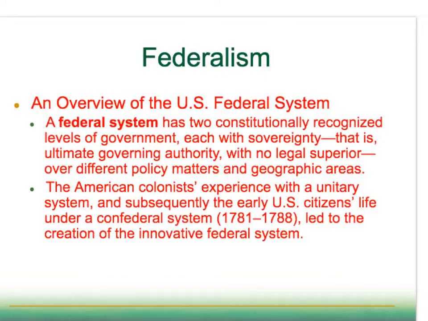Federalism. A federal system has two constitutionally recognized levels of government, each with sovereignty, that is, ultimate governing authority with no legal superior over different policy matters in geographic areas. The American colonists' experience with a unitary system and subsequently the early U.S. citizens' life under a confederal system, 1781 to 1788, which was basically the Articles of Confederation, led to the creation of the innovative federal system.